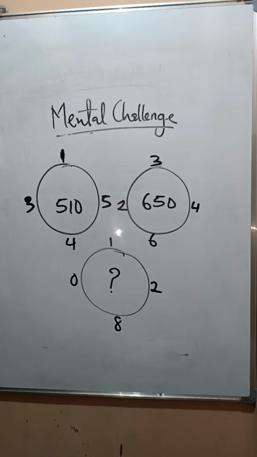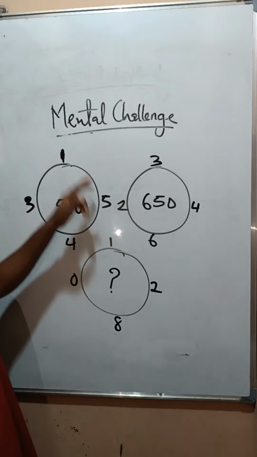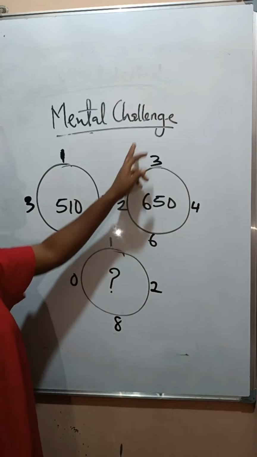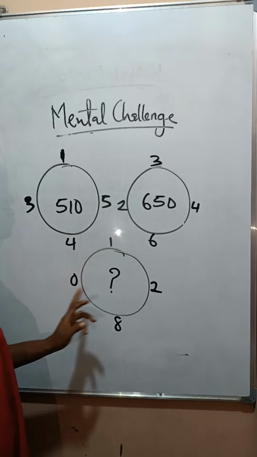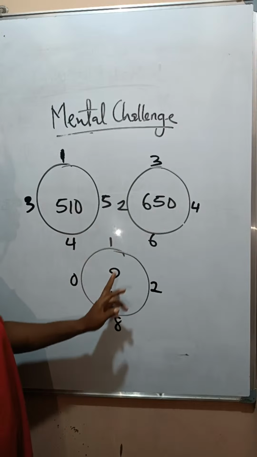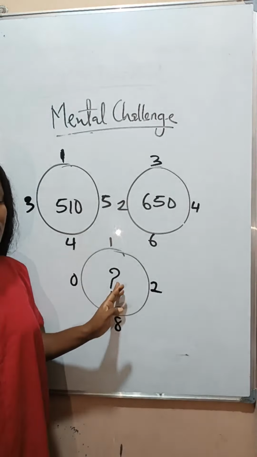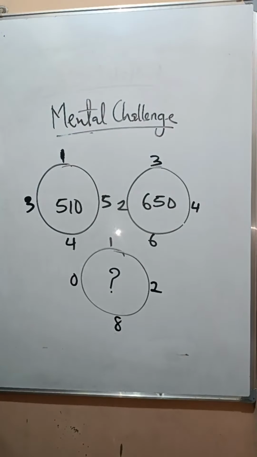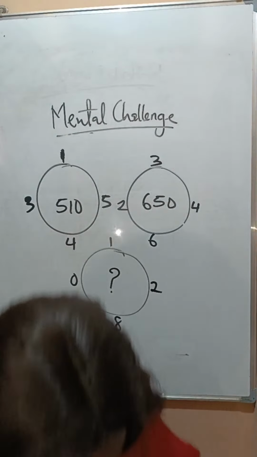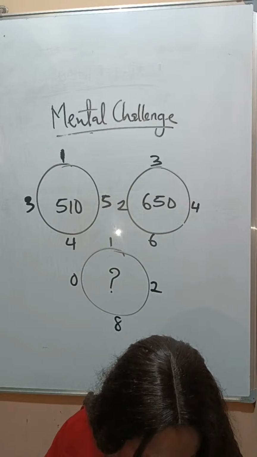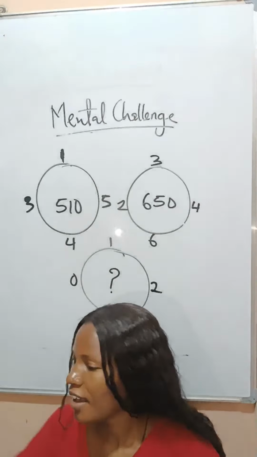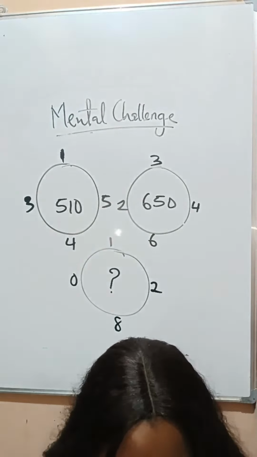So the question is saying that if we have 3154, 2346, 1208, we have 510, 650, what should be in the middle of this third one? So what do you think should be in the middle? Let us go there.